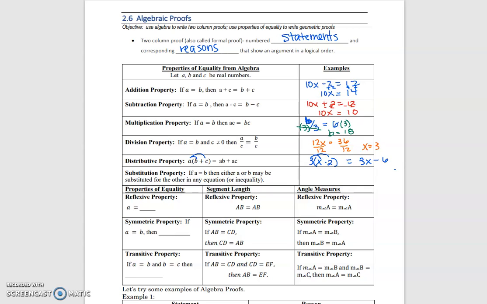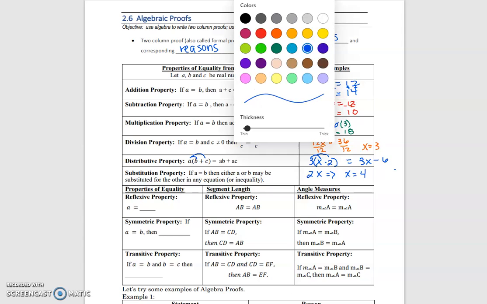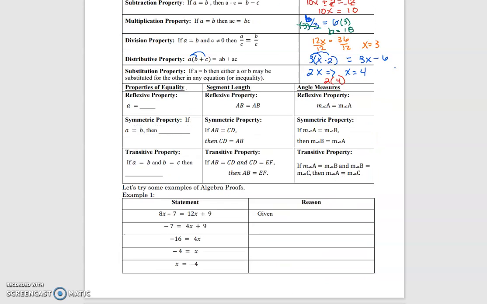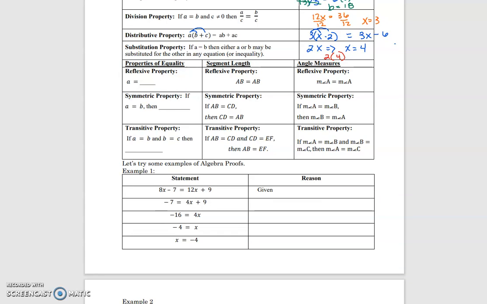Substitution is when we plug something in for something that's equivalent. So for example, if I had 2x and I know that x is equal to 4, then I would plug that 4 back in, and it would be 2 times 4. I'm replacing the x with something I know is equivalent. That's substitution. So here are 3 new ones that you may not already know, but they're pretty easy to remember.